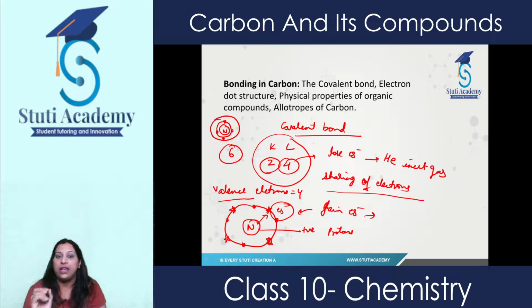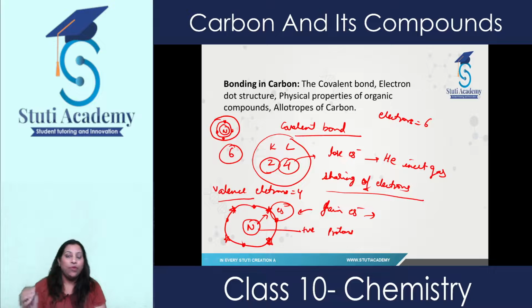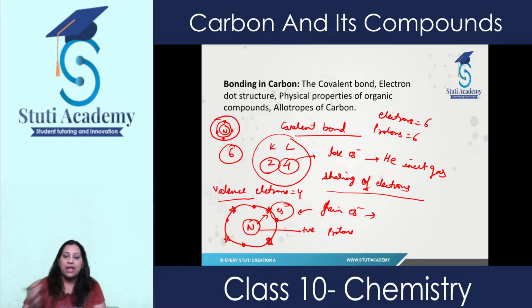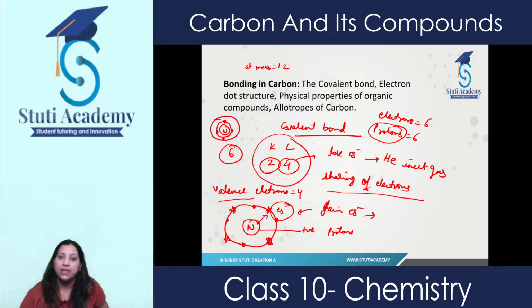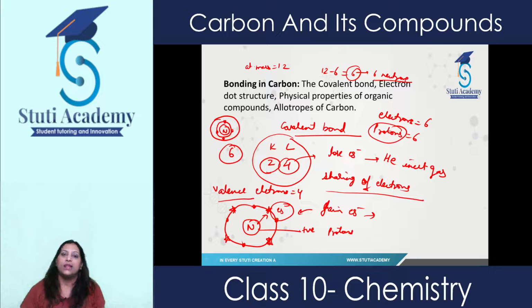It has a total of 6 electrons. The atomic number of carbon is 6, which means it has 6 electrons. And we know that the number of protons is equal to the number of electrons, so protons are also 6. It means it has an equal number of positive charges and negative charges. So the number of electrons and protons is 6, and its atomic mass is 12. It has 6 protons, and if the atomic mass is 12, then 12 minus 6 is equal to 6. So it means it has 6 neutrons also. So it has 6 neutrons, 6 protons and 6 electrons.